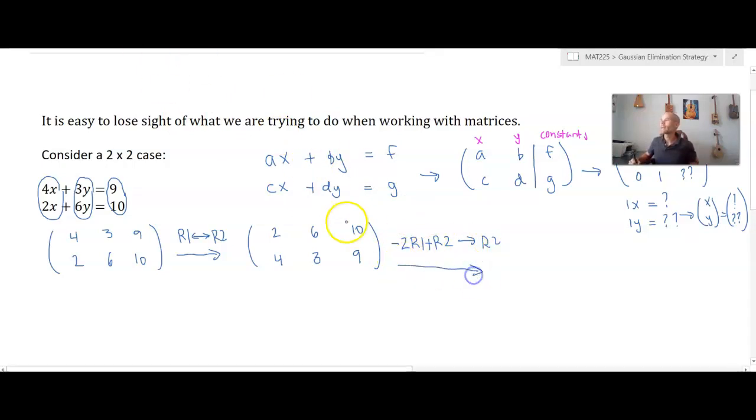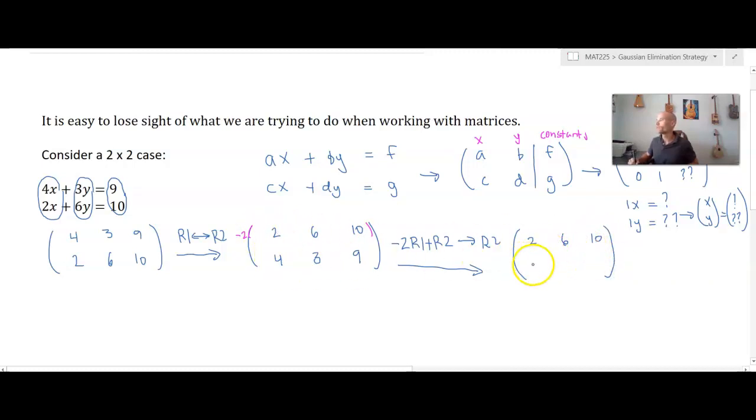So if I want, I can just say I'm going to take -2 times this first row, and I'm going to add it to the second row. That means we're not changing the first row. We're using it to help us cancel out the second components in the second row. So I'll have 2, 6, 10.